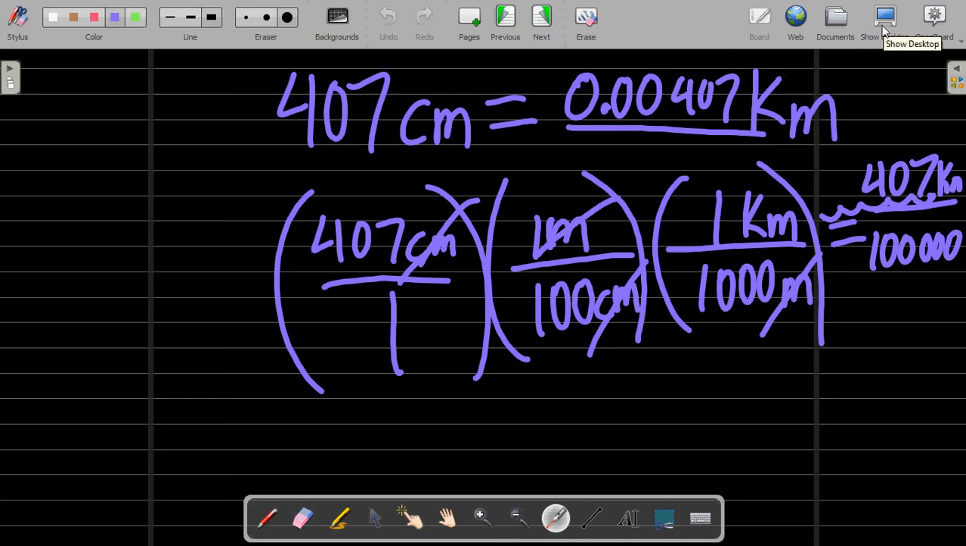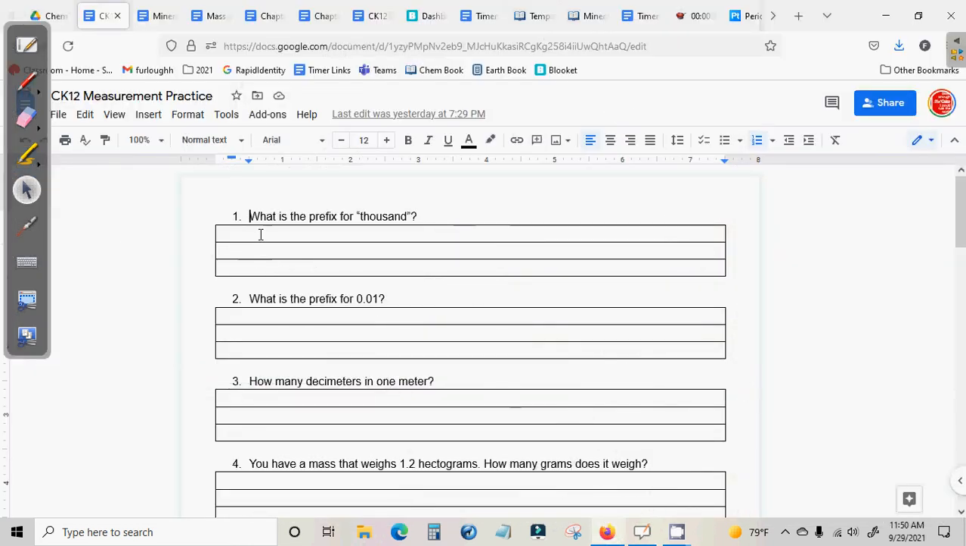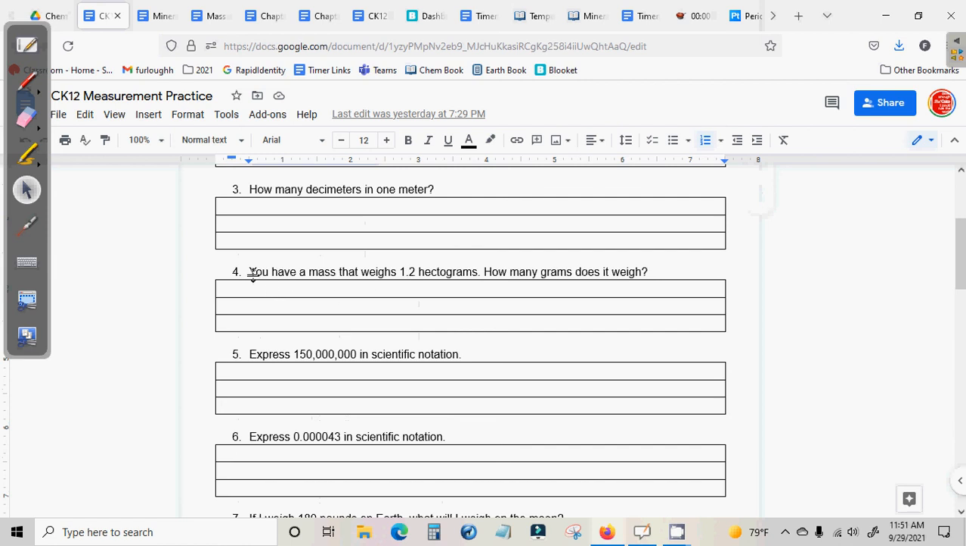And then we had some practice. All right, so this is the practice. I'll post this with the video in case you're stuck at home and you don't have access to this. So what is the prefix for 1,000? What is the prefix for 0.01? Now, I'm not looking for the fraction version. I'm looking for the word that represents 0.01. Okay. How many decimeters are in 1 meter? You have a mass of 1.2 hectograms. How many grams does it weigh?